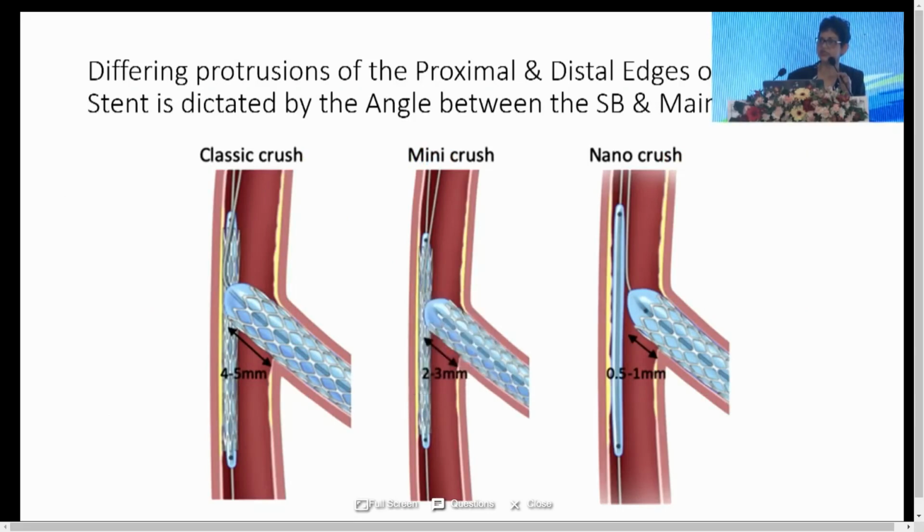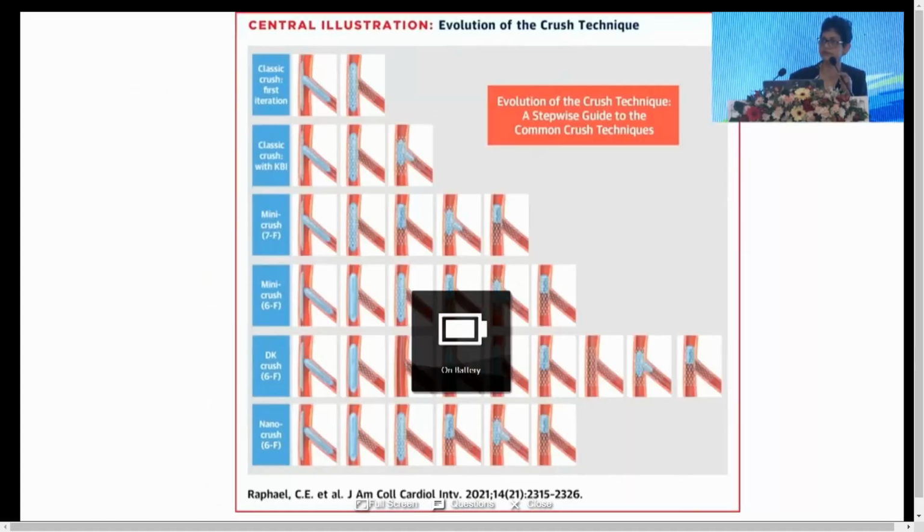And you can see that the different protrusions of the proximal and distal edges of the side branch stent is dictated by the angle between the stent as the side branch and the main vessel. So you can see that in the nano crush it's a very acute angle. Then you get the mini crush, and that is the classic crush. This was once again our main slide.